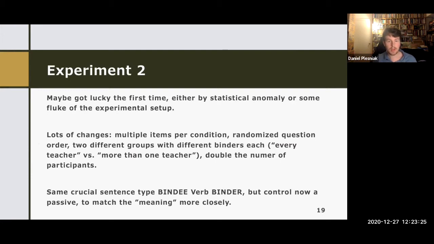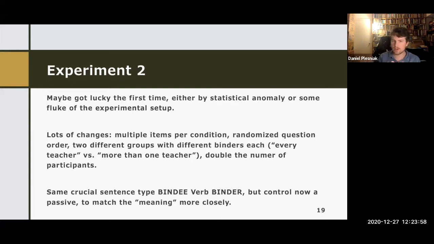So in the second experiment, we made a lot of changes. Instead of having just one item per condition, there were quite a lot of items per condition. So multiple BVA crucial sentences, multiple tests for the internal factors, multiple attentiveness checks. Question order was much more randomized than in the first experiment. We had 2 different groups of individuals with different binders. Some got every teacher and some got more than one teacher. So we actually doubled the number of participants.